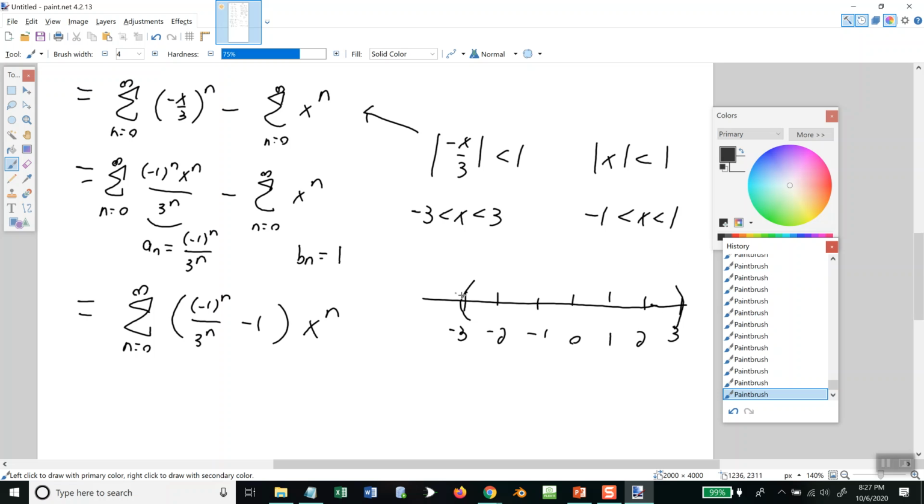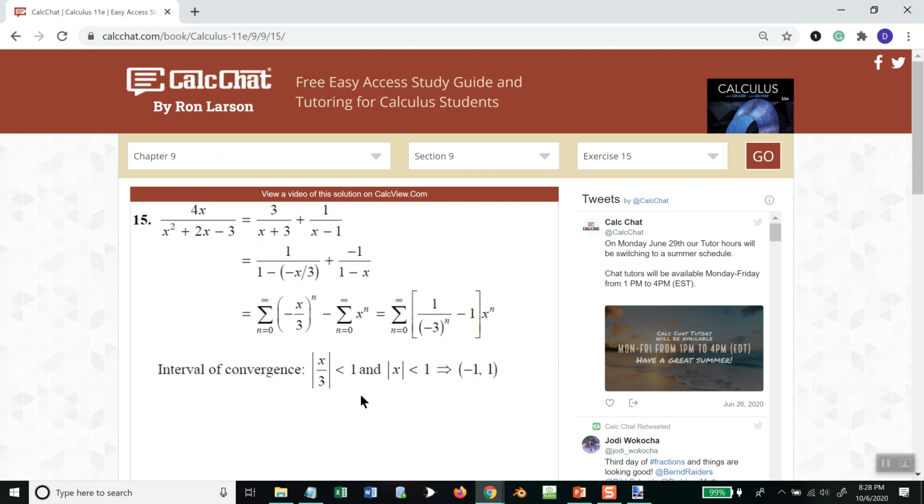This one goes, and shade it. This one goes from -1 to +1 and shade it. And where they intersect would be your radius of convergence. So that'd be -1 to +1. And that's almost what they imply here. You see how they got this, and then that says that implies -1, +1.